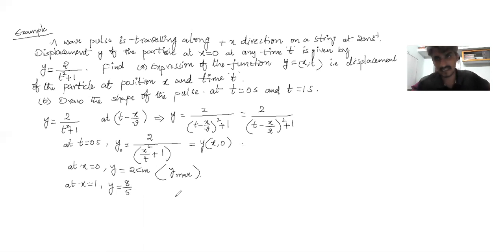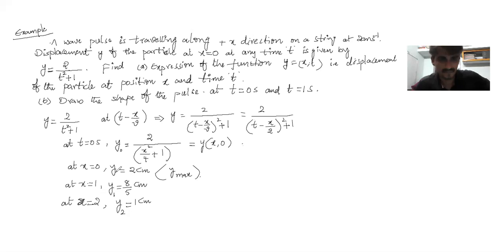8 by 5 is less than 2 only, no? Right, 8 by 5 centimeters. At x is equal to 2 centimeters, then what is the value of y? See, it goes on decreasing. Let us take this as y1 and this as y2. So again, y value at x is equal to 2, we can write it as 2 square, means 4. 4 by 4 it is 1. 2 by 2 it is 1 centimeter.